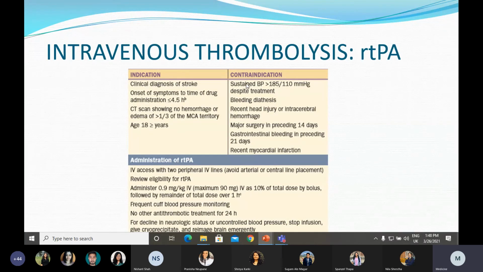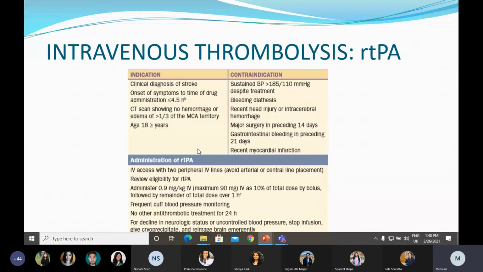For the thrombolysis, usually rtPA is given, which is a recombinant tissue plasminogen activator, and usually it should be given within 4.5 hours. And for the contraindications, if the blood pressure is more than 185 by 110, if the patient has bleeding diathesis or recently had an injury, major surgery in 14 days, gastro bleeding in 21 days, or recent myocardial infarction, then we should not give rtPA.